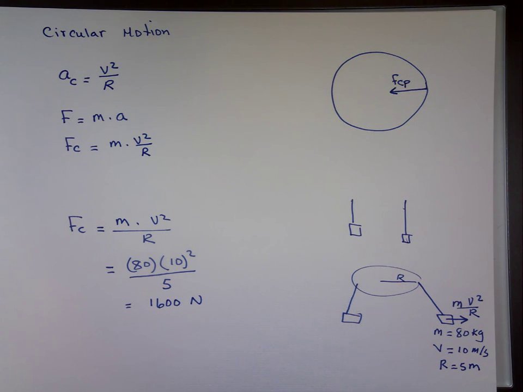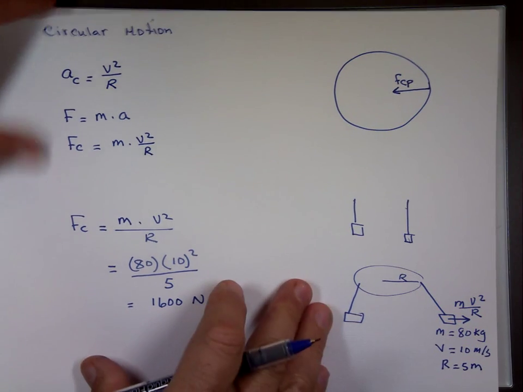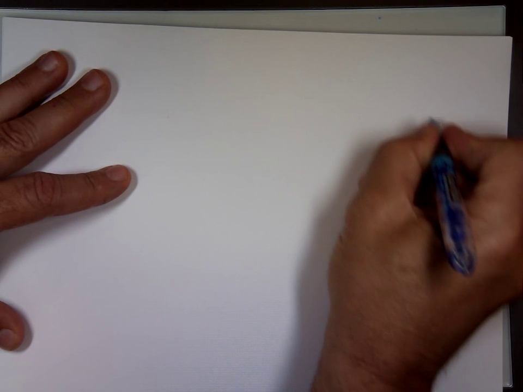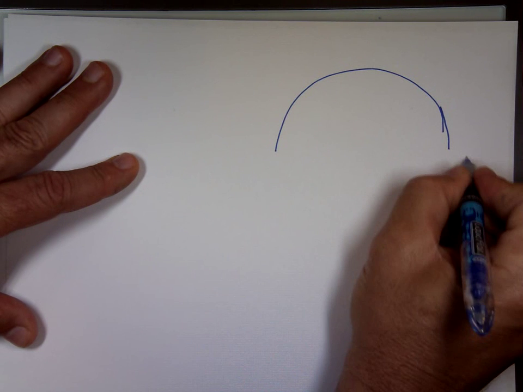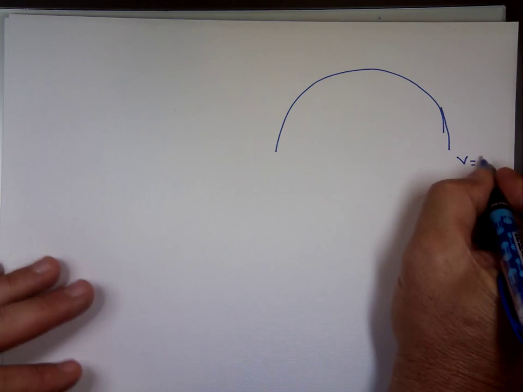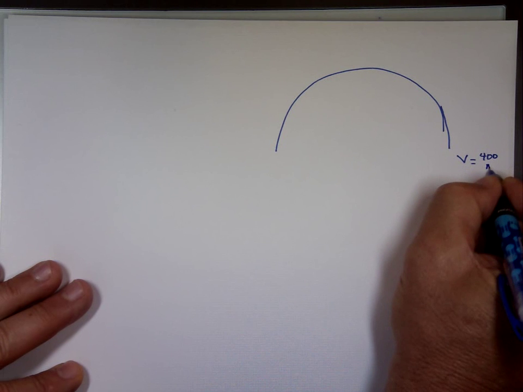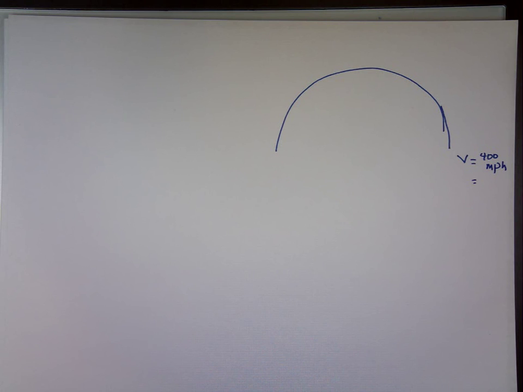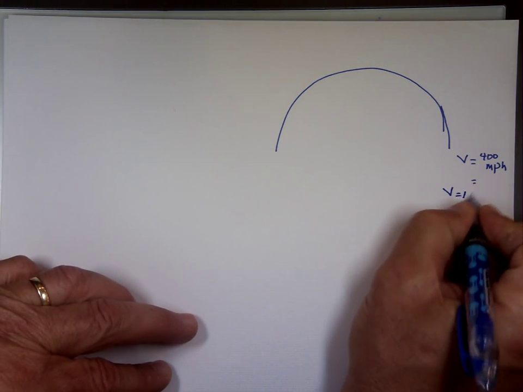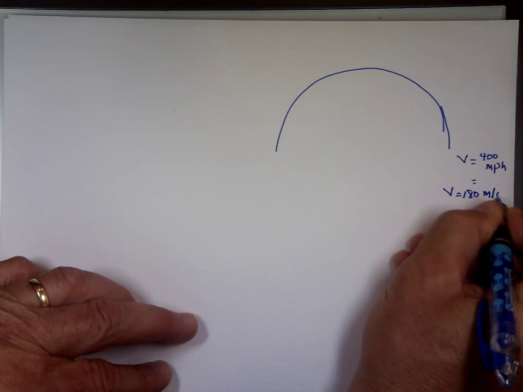So what happens when you're on the top of that? We know the speed of the plane. Let's say the plane is going at 400 miles per hour. How many meters per second is 400 miles per hour? Divided by 2.24, that's 178, about 180 meters per second.